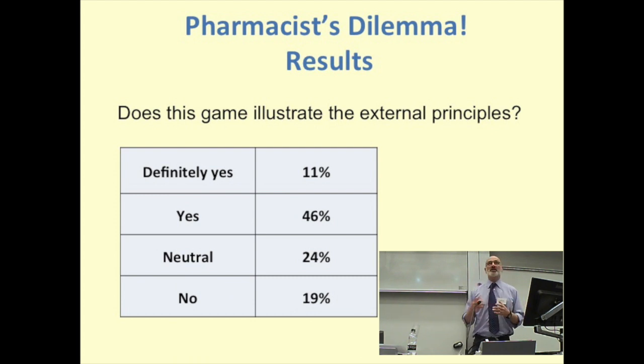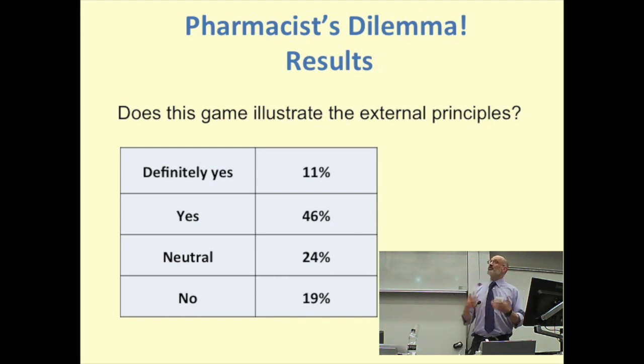I think we can be very prone to have great ideas about new teaching activities or new teaching ideas, but for me the important thing is to actually get some solid objective data that tells us whether the idea that we've had is actually fit for purpose. So this was the final question: does this game illustrate the external principles? In this case, the external principles is a discussion about the interface between the two players within the pharmaceutical supply chain. And you can see that either yes or definitely yes is 57%.